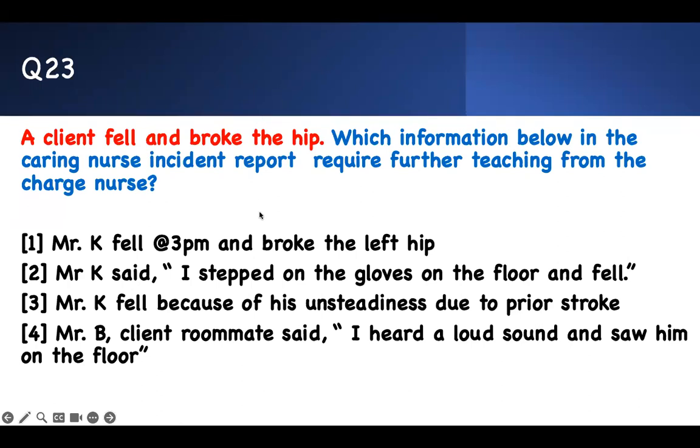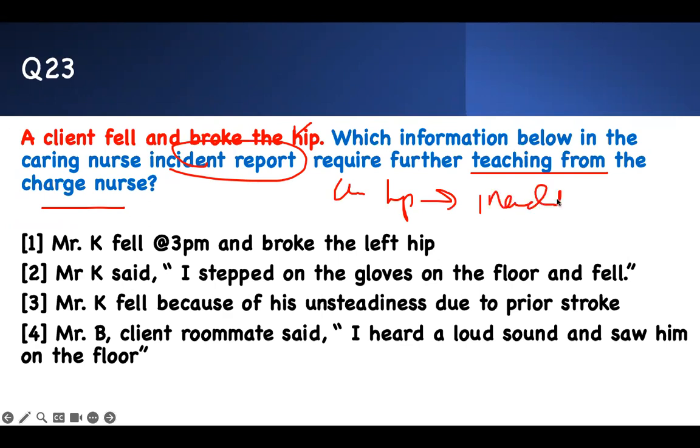Which information below in the nurse's incident report needs further teaching from the charge nurse? The client fell and broke the hip. A bunch of words, just rewrite it: the client basically had a hip fracture. Something in the incident report is wrong that we have to intervene on.